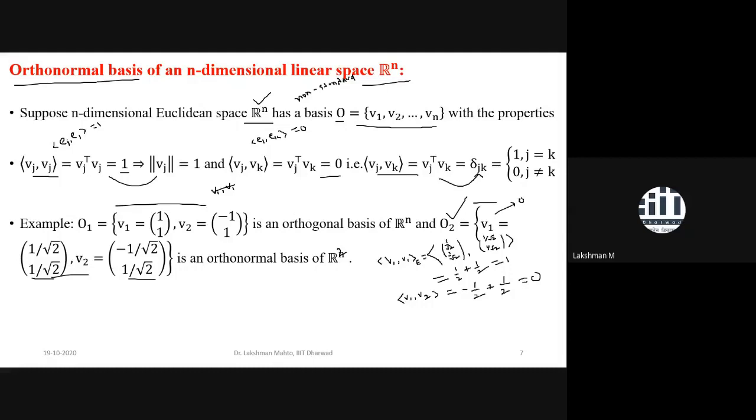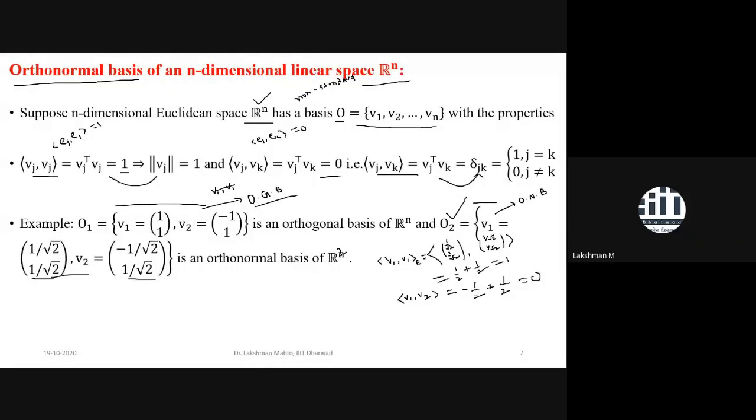So you can say that O2 is an orthonormal basis of the Euclidean space R2. And this one, O1, is an orthogonal basis of R2, because V1 does not have unit length. So O2 is an orthonormal set of vectors, and O1 is an orthogonal set of vectors, and these two are also forming bases of R2.